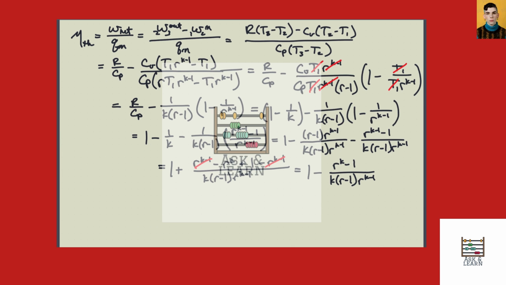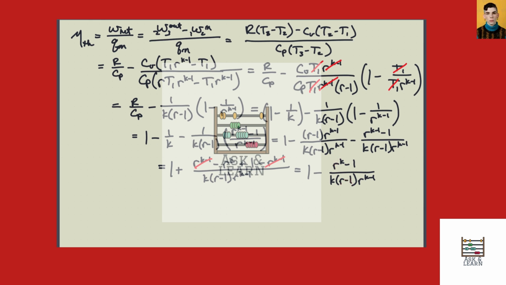And we expand everything out, and we see that we get an r to the k minus 1 minus r to the k minus 1. That goes away. And in the end, we wind up with 1 minus r to the k minus 1, all over k times r minus 1 times r to the k minus 1. So this minus 1 is not in the exponent here. And we can see that obviously if the compression ratio is 1, things get weird. In fact, we get 0 over 0, no matter what k is.